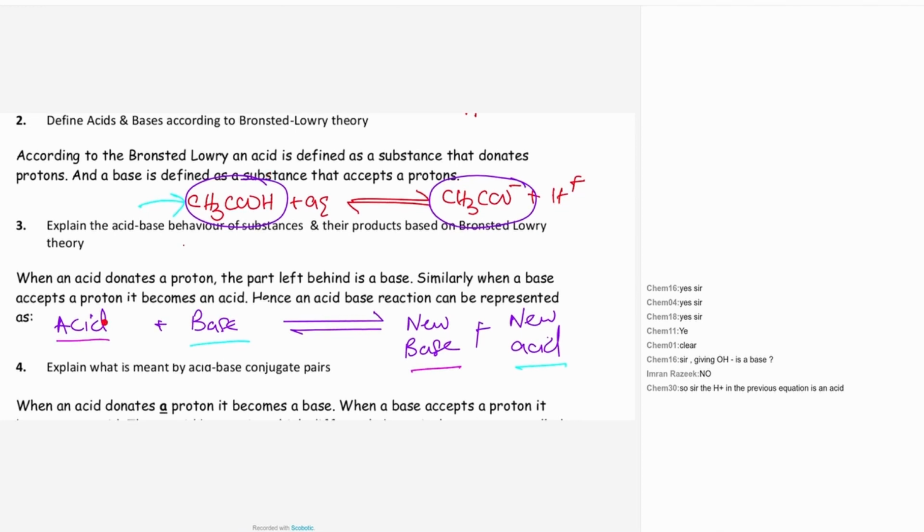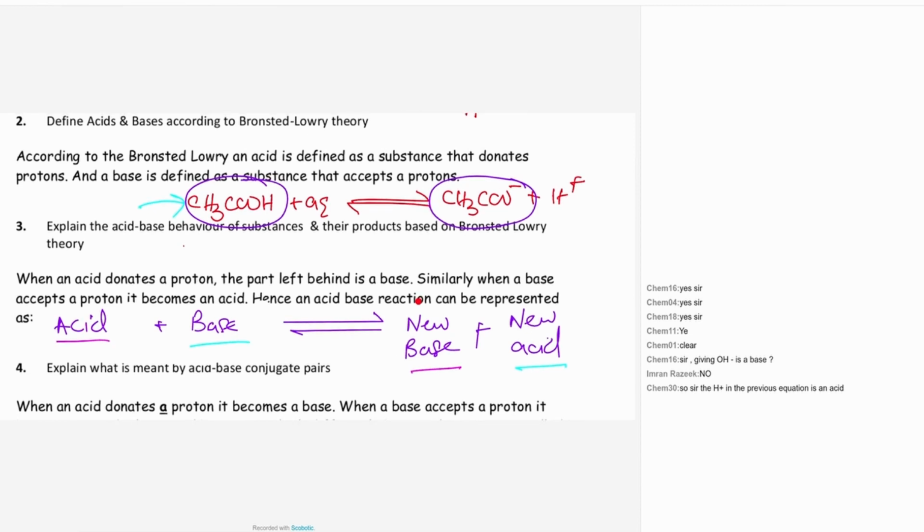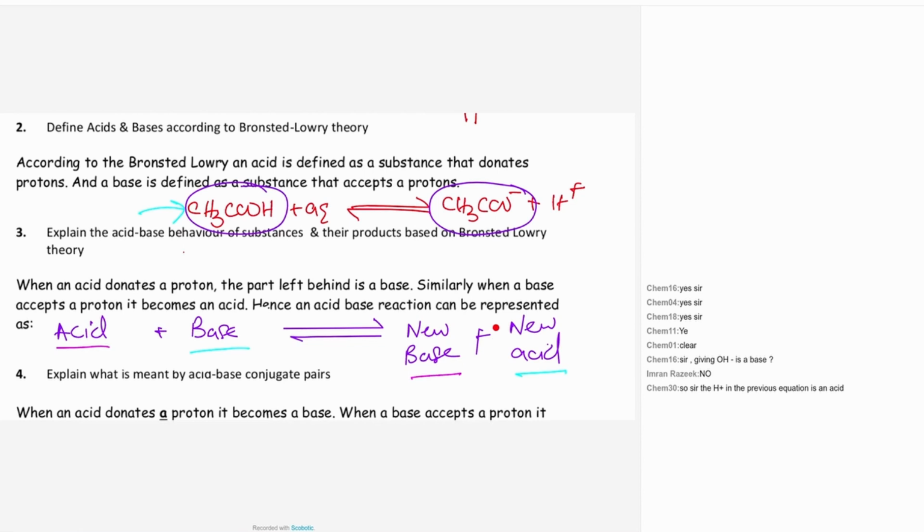When an acid gives H plus ions, it forms a new base. And the base will take H plus ions from the acid, because according to the Bronsted-Lowry theory, a base is a proton acceptor, and it will take H plus from the acid and form a new acid. Right? Imagine this is the base; it combines with these H plus ions and forms a new acid. So an acid-base reaction can be represented this way.